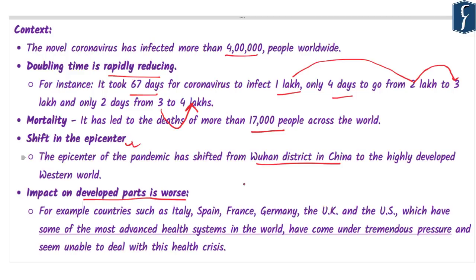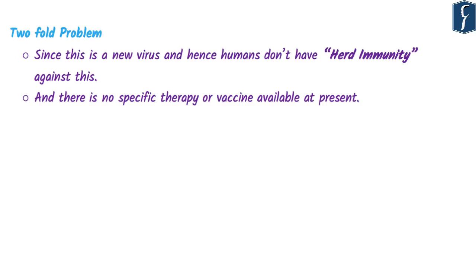Italy, Spain, France, Germany, UK, US, they are supposed to have the best of the health infrastructure in the world, but still they are grappling with the problem. The problem with coronavirus is twofold. One, since the virus is new, human beings don't have herd immunity. Herd immunity meaning people in general have immunity against the virus.